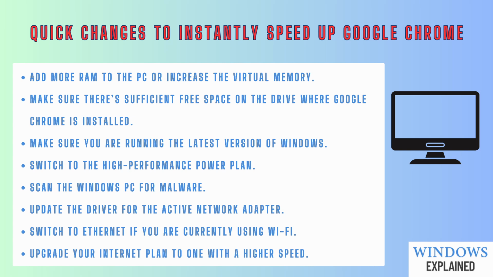Quick changes to instantly speed up Google Chrome. Add more RAM to the PC or increase the virtual memory. Make sure there's sufficient free space on the drive where Google Chrome is installed. Make sure you are running the latest version of Windows. Switch to the high-performance power plan. Scan the Windows PC for malware. Update the driver for the active network adapter. Switch to Ethernet if you are currently using Wi-Fi. Upgrade your internet plan to one with a higher speed.